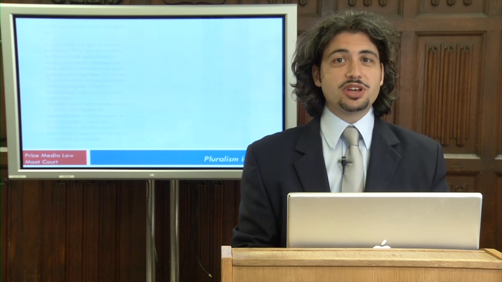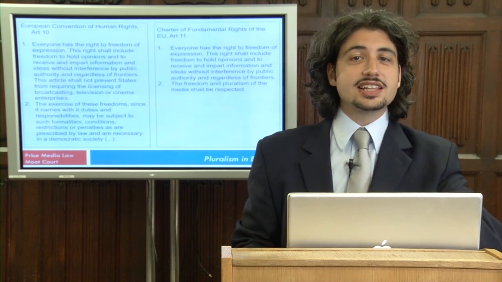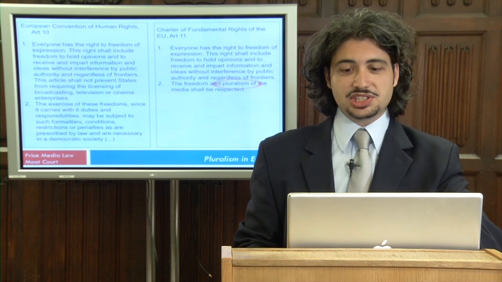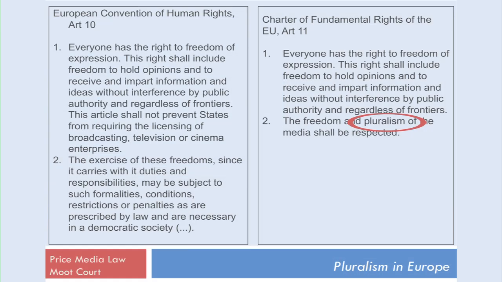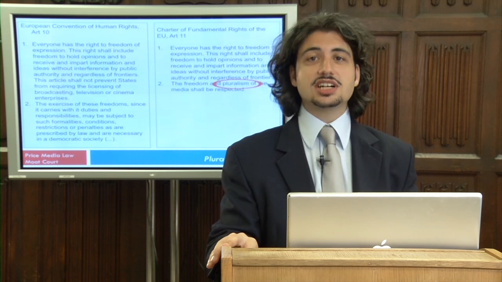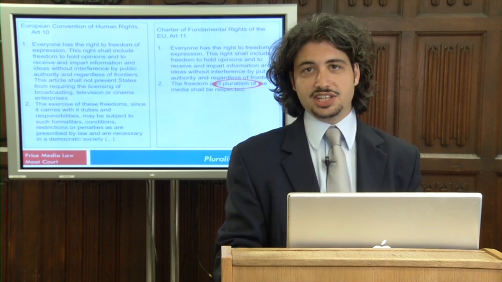You know that in Europe we have two conventions dealing with freedom of expression: the European Convention of Human Rights and the Charter of Fundamental Rights of the European Union. These are two separate provisions applied by two separate courts with different jurisdictions. Nevertheless, the two wordings look pretty much similar to each other because the Charter of Fundamental Rights was drafted on the example of the European Convention.